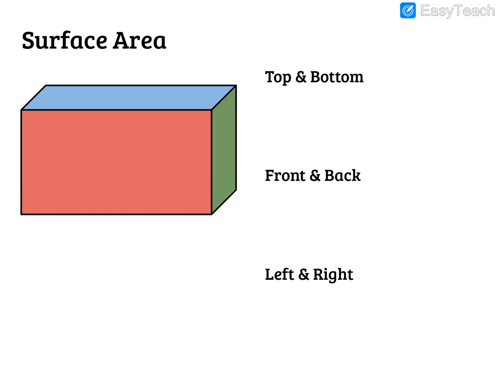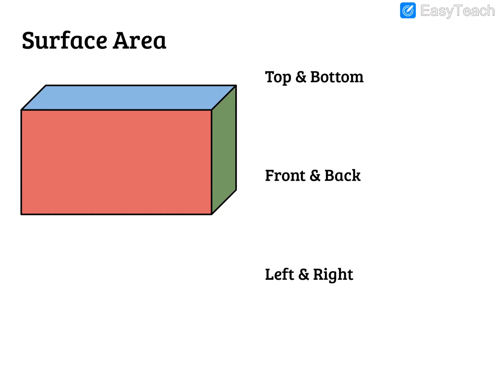So the top and bottom, this blue one and the one on the bottom, those are both going to be exactly the same. The front and the back, so that's this red one, and the one that's behind it, those are going to be the same shape and size. And the left and right, the green one that we can see here and the one that would be over here, those are going to be the same size too. And what we're going to do is use that fact to help us calculate the surface area of some cubes and then cuboids.